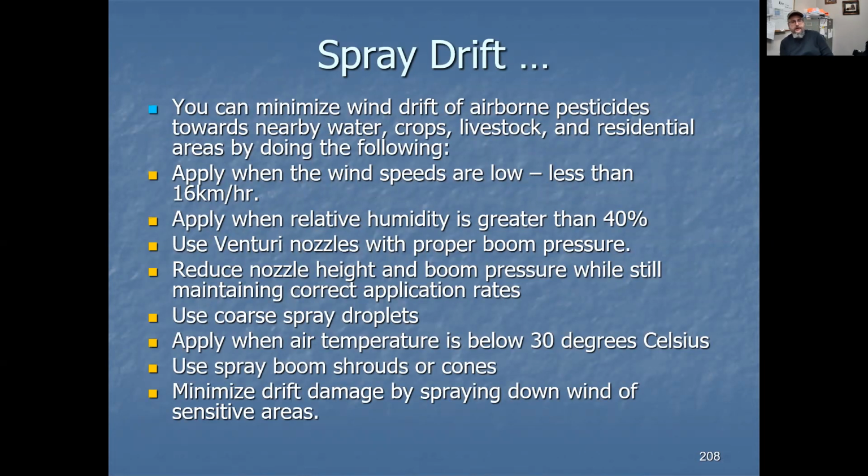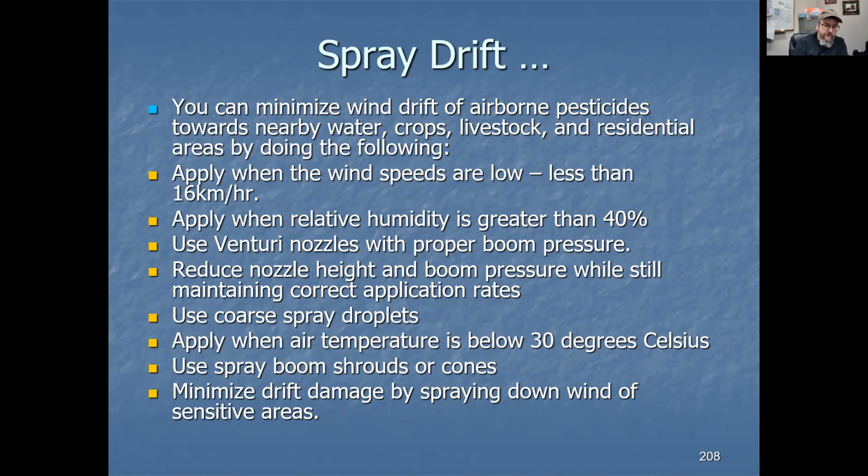You can minimize wind drift of airborne pesticides towards nearby water, crops, livestock, and residential areas by doing the following. Apply when the wind speeds are low, less than 16 kilometers an hour if possible. Apply when relative humidity is greater than 40%. Use the Venturi nozzles with proper boom pressure. Reduce nozzle height and boom pressure while still maintaining correct application rates.